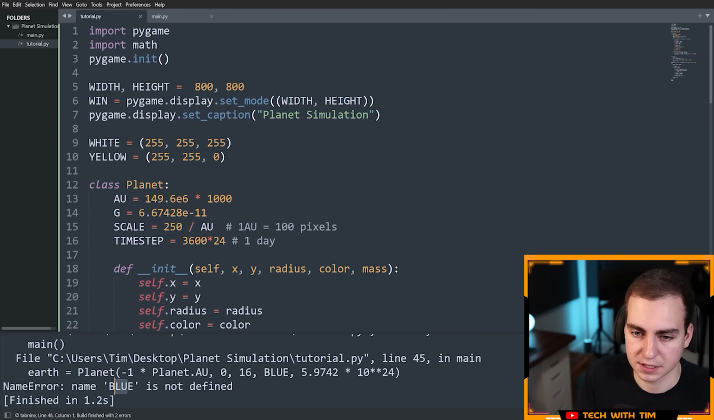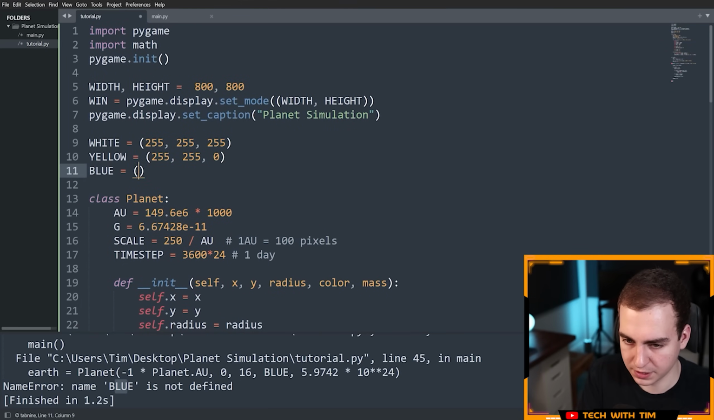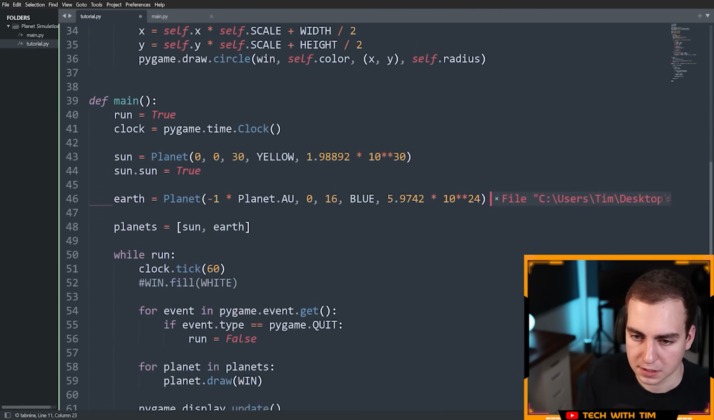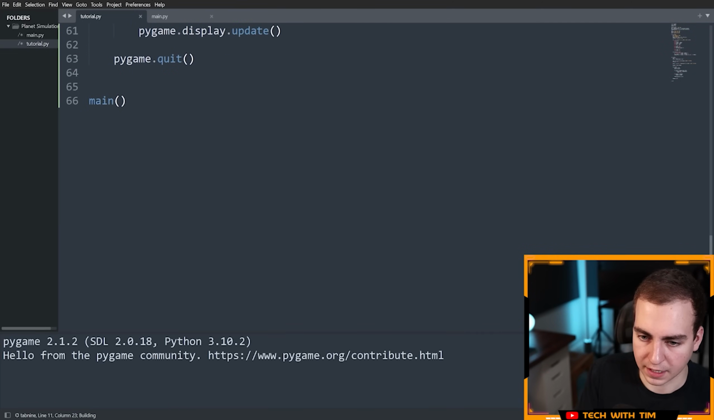Okay, I forgot to do that. Let's define the color blue. Blue is going to be equal to, and then I want kind of a nice light blue. So I just picked one of these before. It's going to be 100, 149, 237. This is the RGB value for kind of a lighter blue. If you just wanted it to be regular blue, then you could go 0, 0, and then 255. That'll give you a nice dark blue. Okay, so let's run this now and see if this works.